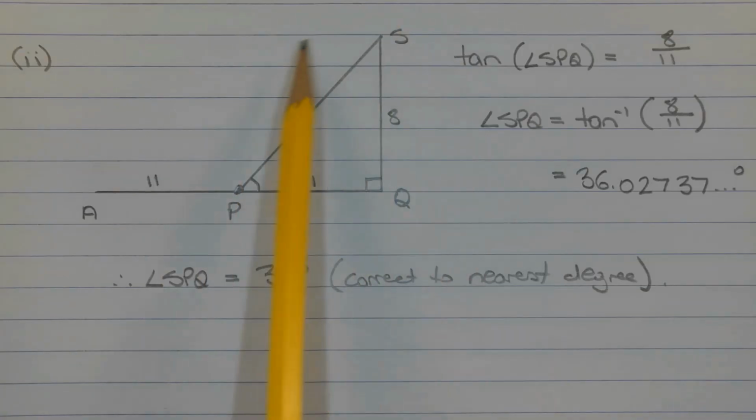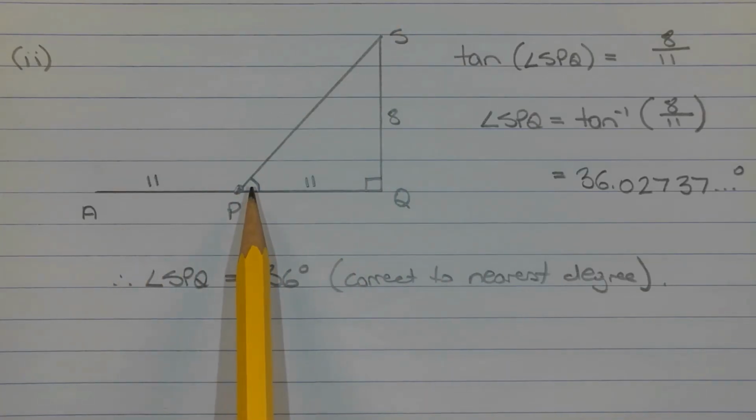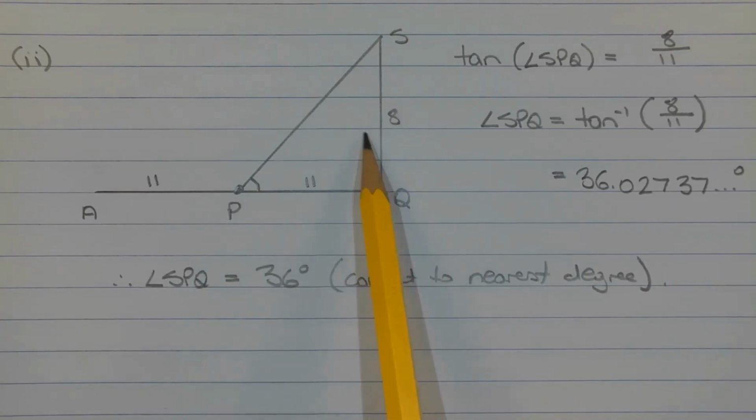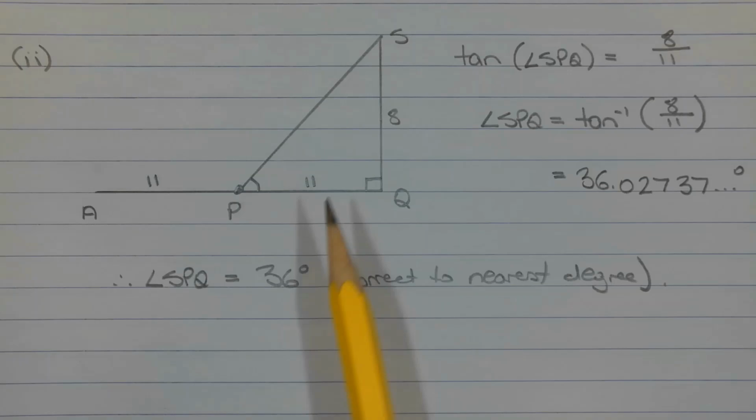Consider right-angled triangle SPQ. The question is asking us to find the size of angle SPQ. So we need two known sides in this triangle. We know side SQ, that's 8 meters, the side opposite the reference angle. We need one other side, either the hypotenuse, SP, or the adjacent side, PQ.